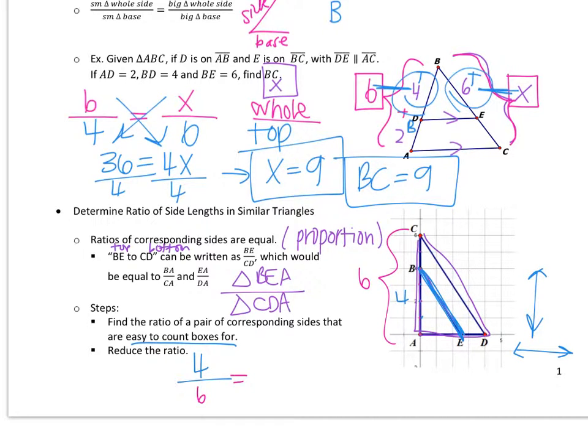So once we have that set up, all we're going to do is reduce. And if you are using a TI-Nspire calculator, it's very easy to reduce in your calculator. All you have to do is type in the fraction and hit enter. If you don't have a TI-Nspire, then of course you can do what I'm doing, do the math in your head or on your paper. Just divide out by a common number, such as 2. So now we have 2 over 3. So the ratio of corresponding sides, BE to CD, is equal to 2/3.